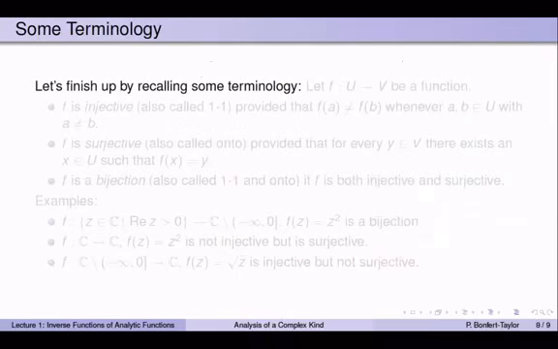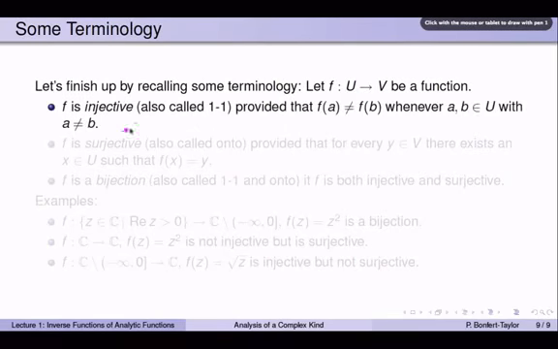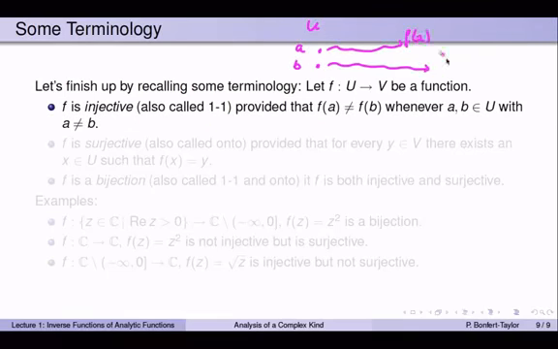Let's finish up by just remembering some terminology. Given any function f from some set u to a set v, and this doesn't have to be in the complex plane, this is general terminology. We say such a function f is injective or one-to-one, provided that whenever you start with two separate points a and b in your set u, they get mapped to separate points, f of a and f of b, in your set v. They cannot be mapped to the same point.